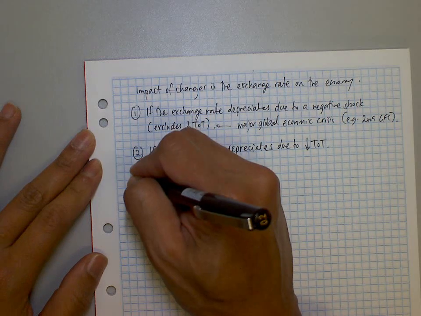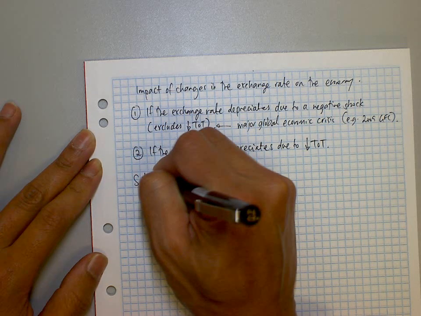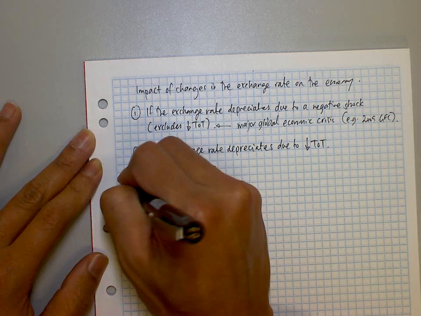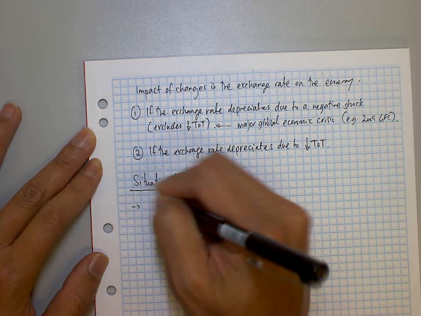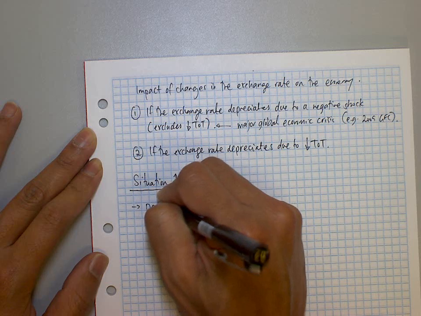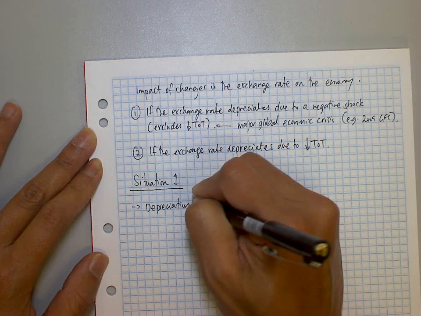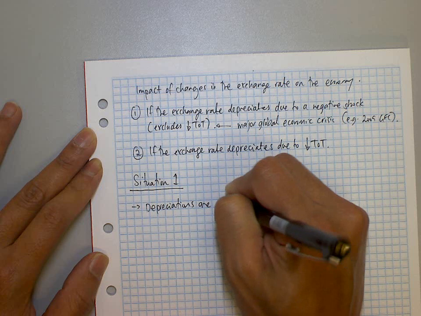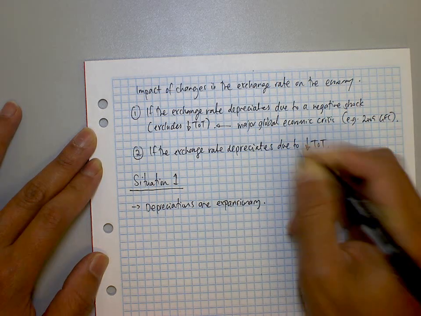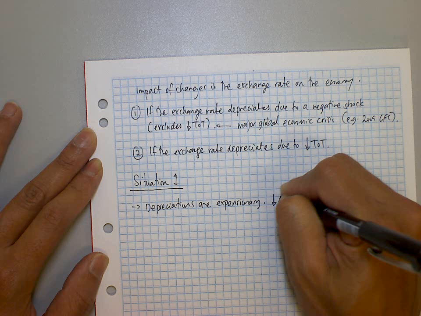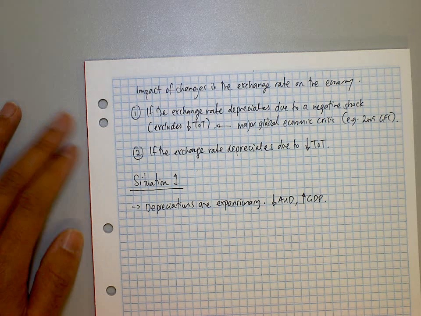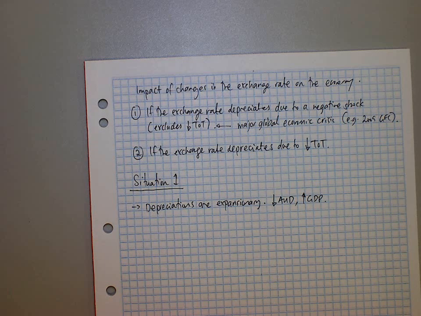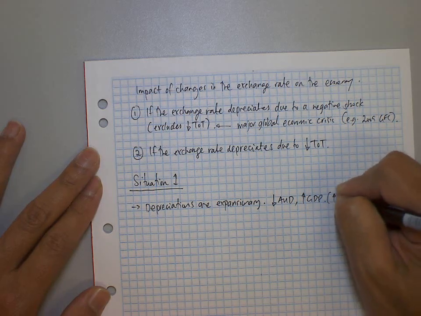Alright, so situation one. The key takeaway I want you to definitely remember when it comes to depreciations, and this is what we covered earlier today, is that they are expansionary. So that means if the Australian dollar depreciates, then GDP increases. So why is it the case that GDP increases? It is mainly because of an increase in net exports, okay?